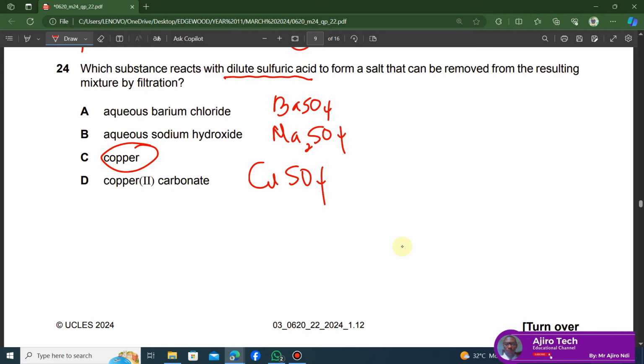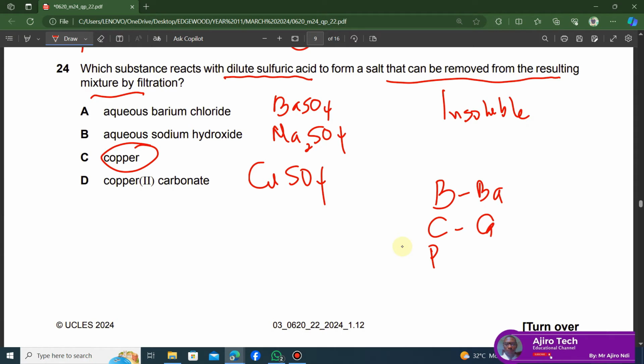Now, the next question says it forms a salt that can be removed from the resulting mixture by filtration. That means the salt that you have formed is an insoluble salt. That's why you can filter it to obtain it as a residue. So remember the rules of solubility for sulfates. We have BCP. So all barium, calcium, and lead sulfate salts are insoluble. Remember we said all sodium salts are soluble, and these are the exceptions to the sulfates. Only the barium, calcium, and lead are insoluble, and that's what makes option A the correct answer.